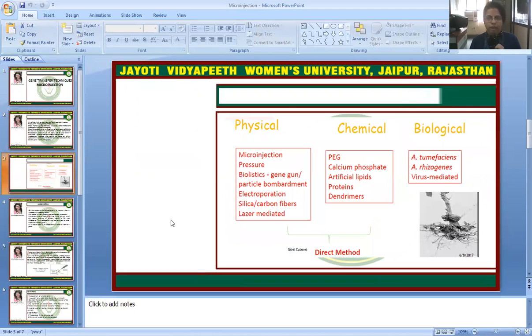This is a flow diagram where we can see that the direct method can be divided into two types: physical direct method and chemical direct method. The physical method involves microinjection, pressure, bioelastic, gene gun or particle bombardment method, electroporation method, silica carbon fiber laser mediated method. In the chemical direct method, there is PEG mediated method, calcium phosphate method, artificial lipid, protein, dendrimers mediated direct method. And the second is the indirect method, which is the biological method with the help of Agrobacterium.